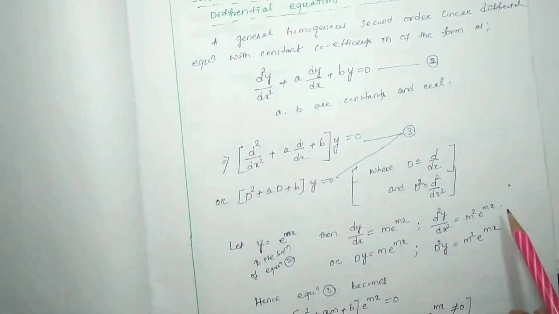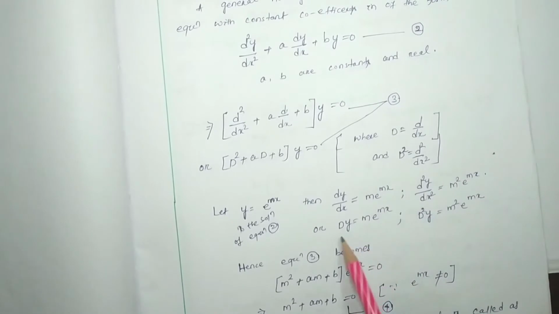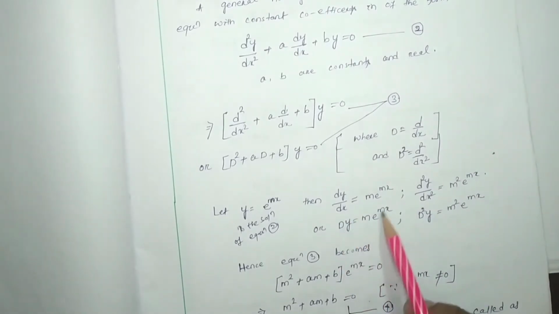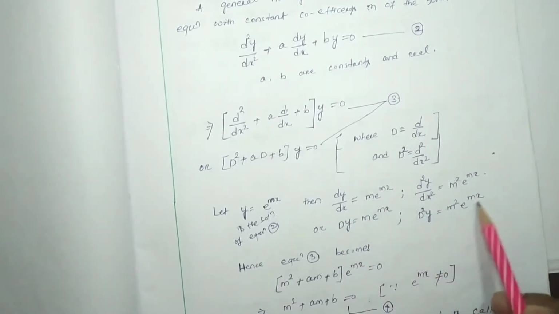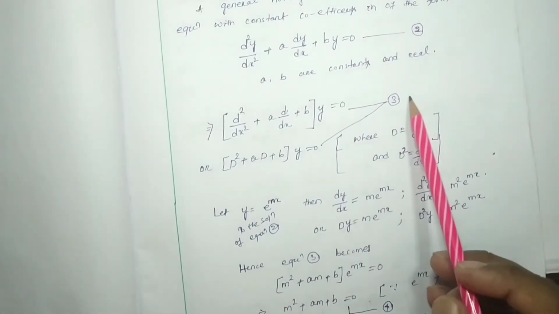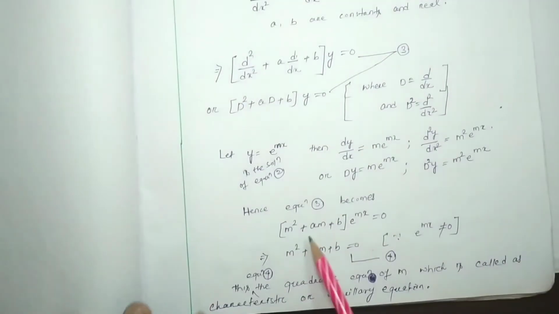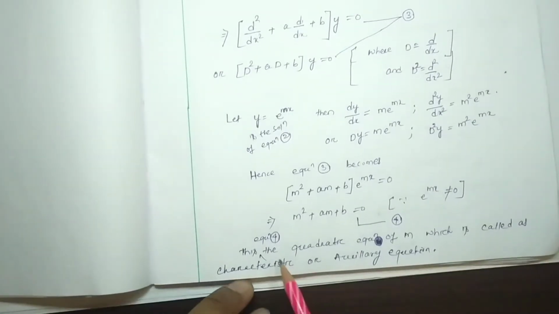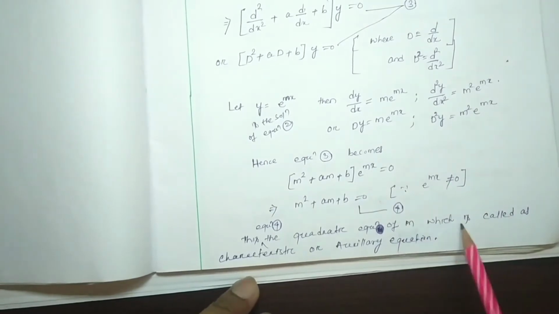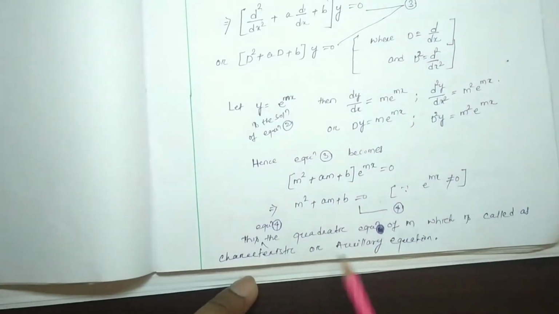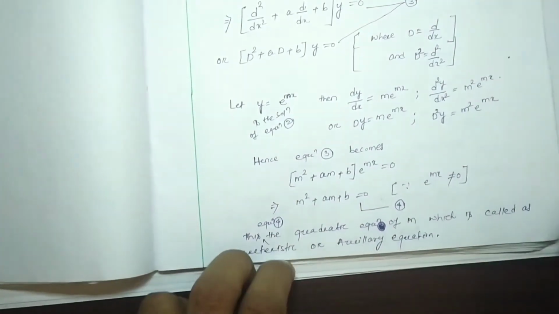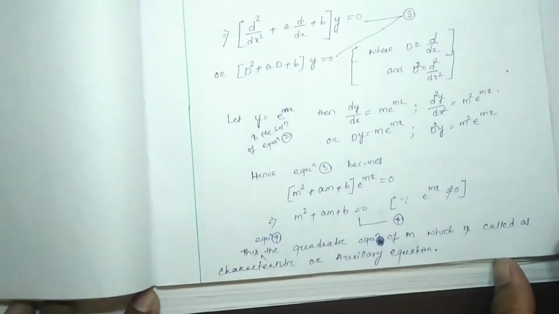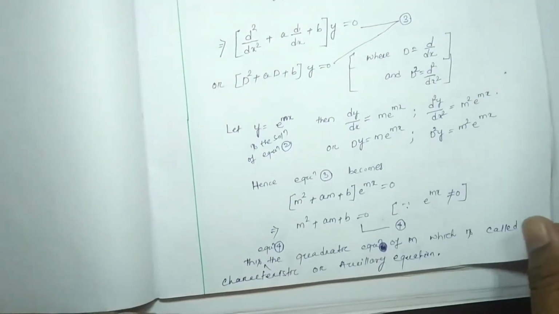Right, now dy you can write as m e to the mx, and d square y equal to m square e to the mx. Hence equation number 3 becomes (m square plus am plus b) times e to the mx equal to 0. And this equation number 4 is like a quadratic equation in m, which is called the characteristic or auxiliary equation. You can recall, or you can search your first semester notes.